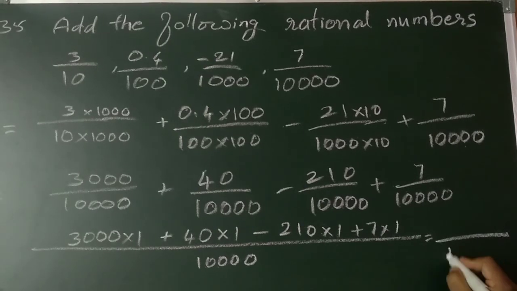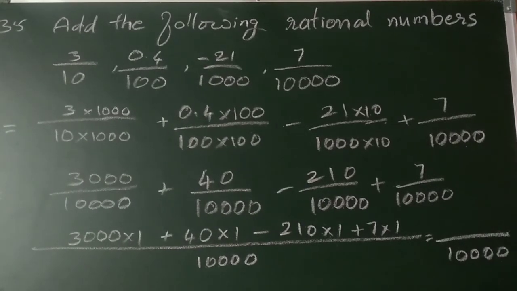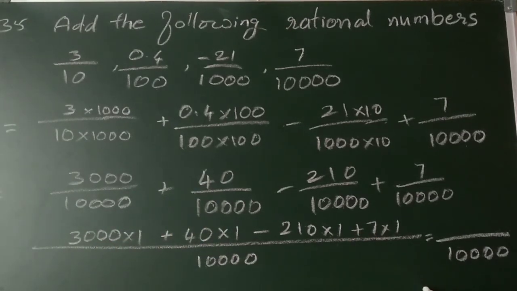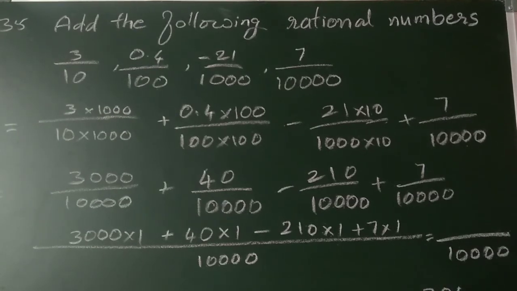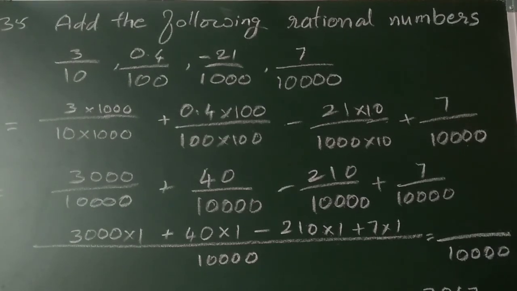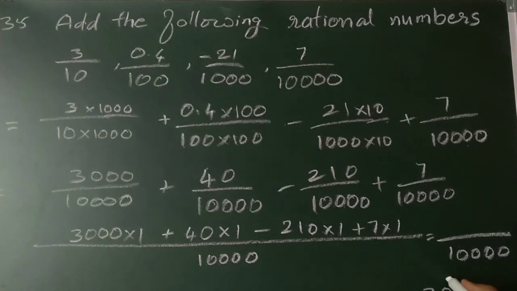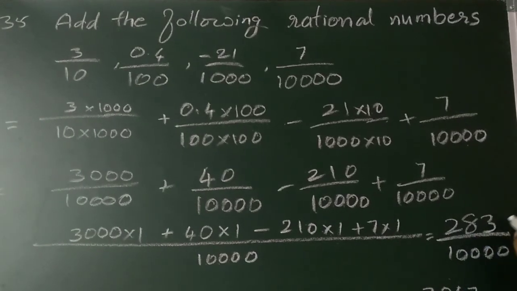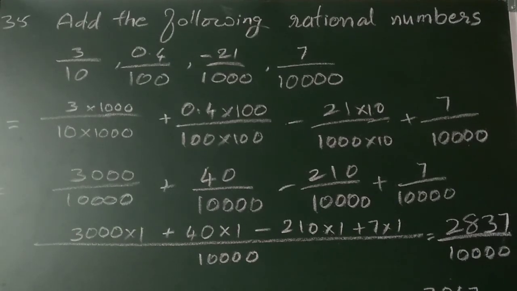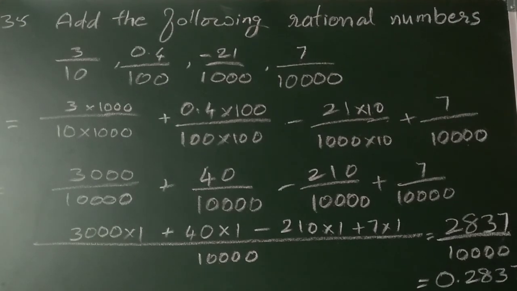Total together I can write it as 10,000. Here these are 3000, 40 and 7, which means 3047 minus 210. So it is 2837. If you write this in decimal form, then it is 0.2837. That is the answer.